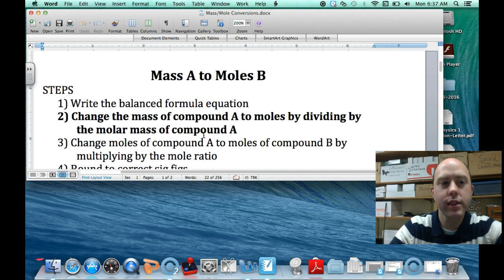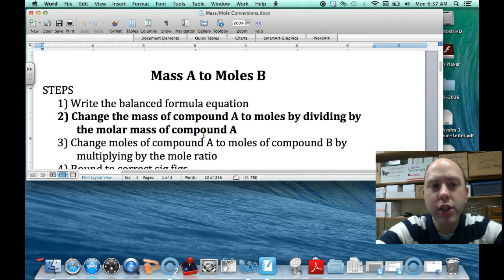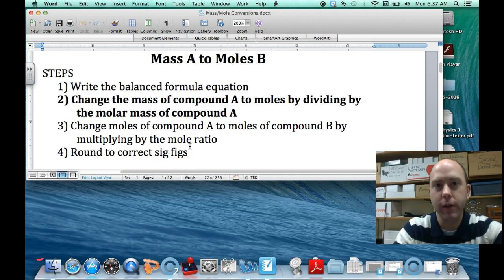Once I'm done with step 2, then I'm going to change moles of compound A to moles of compound B. How? Mole ratio. This is what we did previously. So the coefficient of what I'm looking for goes on top. The coefficient of the substance I started with goes on the bottom. And then I just round my sig figs.